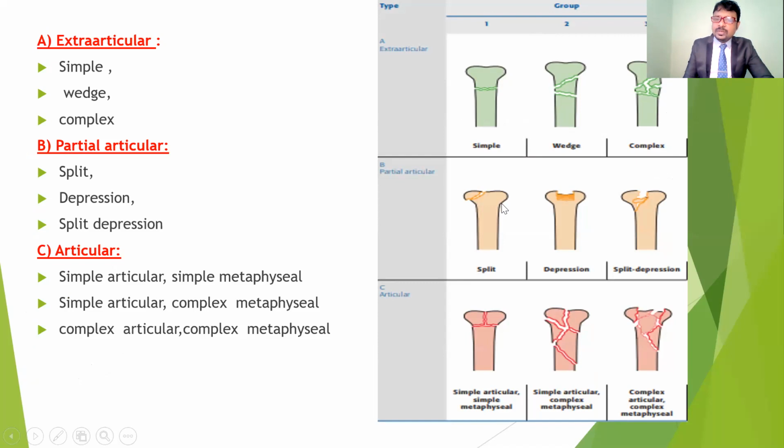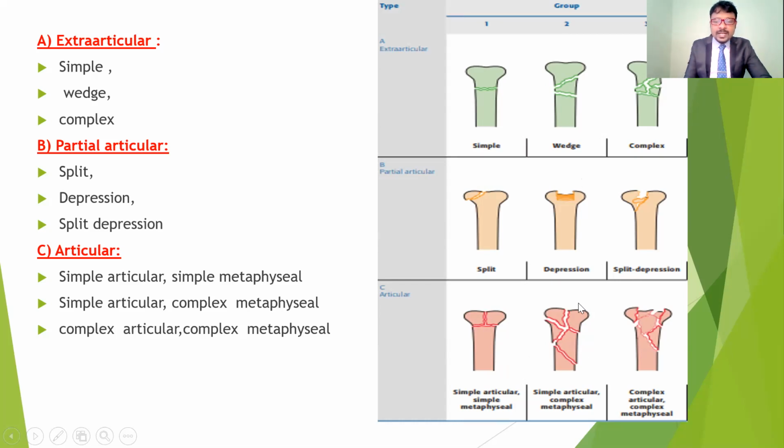The partial articular is also the same. We can see it divided into the split type of fracture, depression fractures, and also both split and depression together. So these are the other classifications in the partial articular. Coming to the articular, it is divided into the simple articular. So only one fragment is going to happen, but it is going to fracture the articular surface. Only one simple line is going to get the fracture.